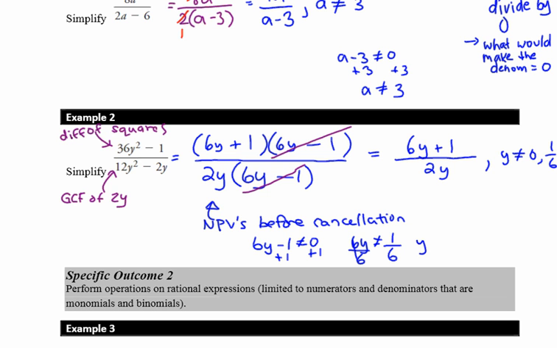So what would make that 0? Okay. And then 2y, that can't equal to 0. And 0 divided by 2 is still 0. So that's why this is just 0.